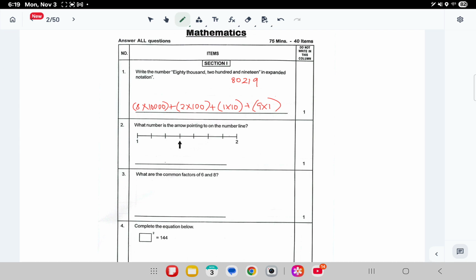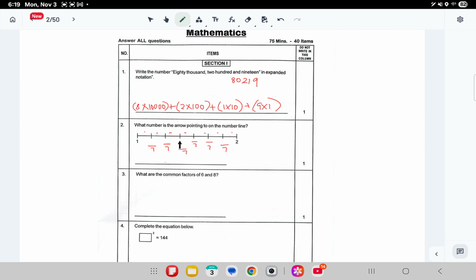Number 2, what number is the arrow pointing to on the number line? To find out what the denominator of each one of these strokes will be, or the measurements, we check how many spaces there are between the first number and the last number. So 1, 2, 3, 4, 5, 6, 7 spaces. So therefore that means each one of these will have a denominator of 7. Alright, the fraction part.